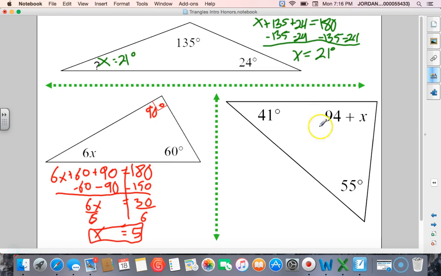Alright, so I want you guys to see if you can try this third one over here. Good luck. I'm going to pause the video. You guys go ahead and pause it, try it, and then I'll come back and show you the right answer, see if y'all got it.